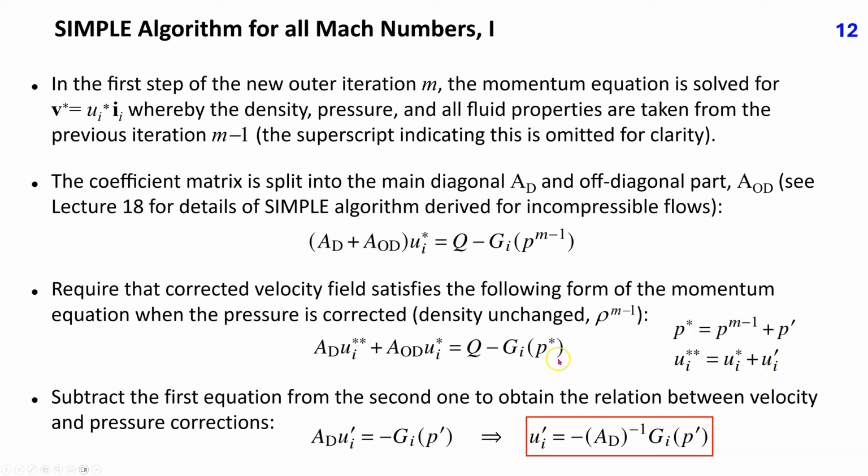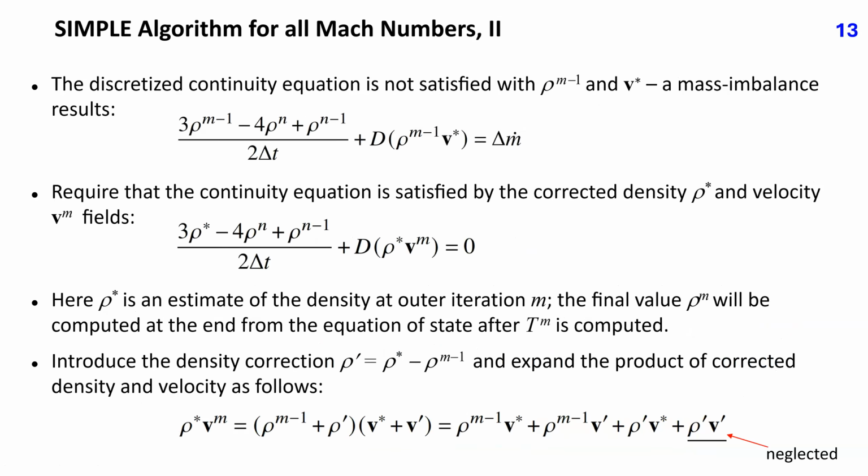We then subtract the first equation from the second one to obtain the relation between velocity and pressure corrections as shown by this expression. These steps are the same as in the case of incompressible flows. The velocity correction is proportional to the gradient of the pressure correction. The discretized continuity equation is not satisfied with ρ^(m-1) and V star. A mass imbalance results at the right-hand side of the equation.